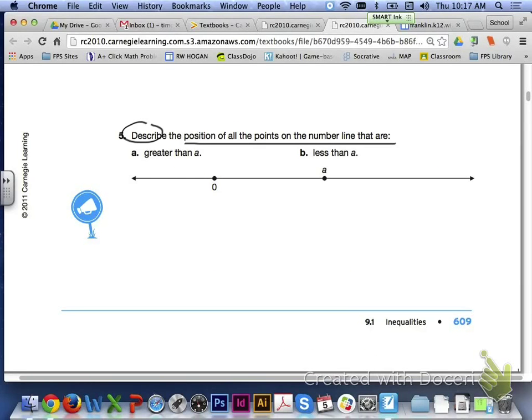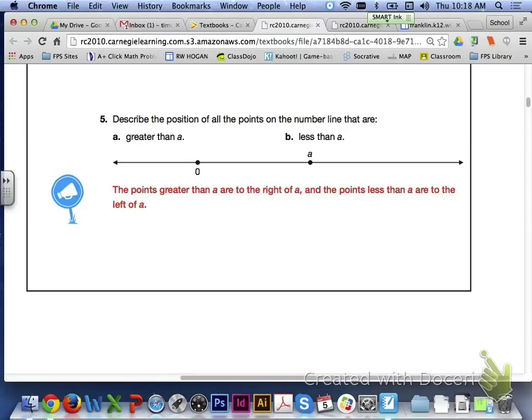Let's finish up problem 2 with number 5 down at the bottom of page 609. It tells us to describe the position of all the points on the number line that are A greater than A and B less than A. So go ahead and answer number 5. The points greater than A are to the right of A, and the points less than A are to the left of A.